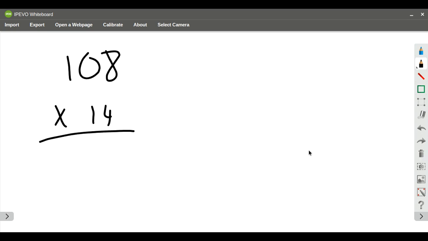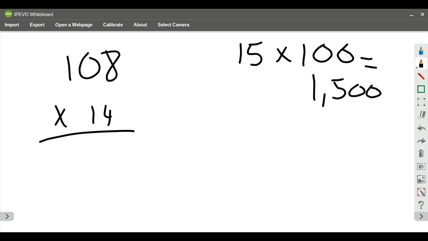Okay, number 4, 108 multiplied by 14. So 108, I'm actually going to round to 100. And I'm going to multiply 14, or not multiply, I'm going to round 14 to 15. And the reason I'm going to do that is because I rounded down by 10, so I want a little bit higher estimate. So 15 times 100 is going to be 1,500. My answer should be near 1,500.